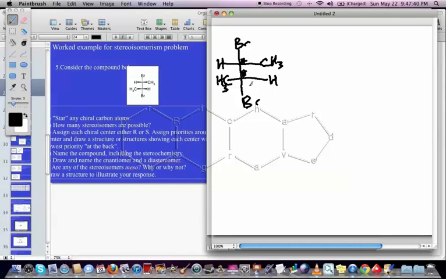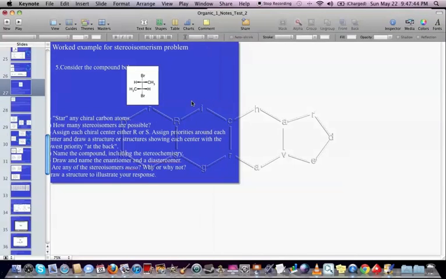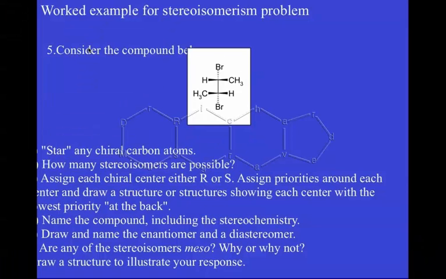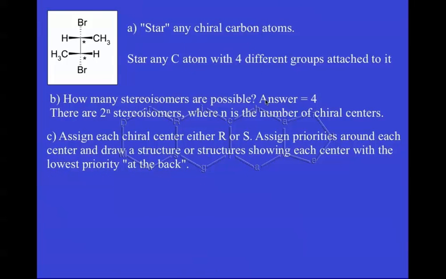The next thing, how many stereoisomers are possible? Well, it turns out that there are going to be 2 to the n stereoisomers, where n is the number of chiral centers. So that's 2 to the power of 2, which equals 4. Had there been 3 chiral centers, there would have been 2 to the power of 3, which would have been 8. Now you might be wondering, where does the 4 come from?